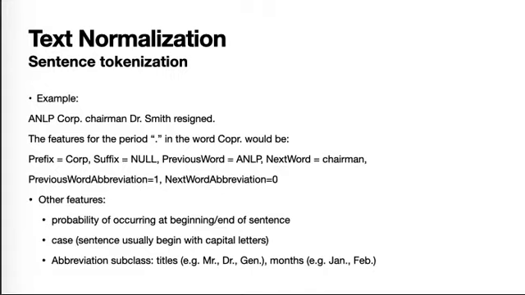We can also use other features like the probability of a candidate occurring at the beginning or end of the sentence. We could also use case, because sentences usually begin with capital letters in English. We can also use abbreviation subclasses like titles and months.